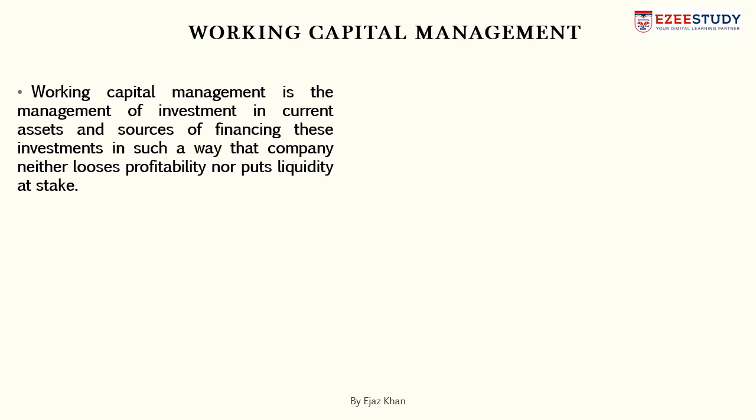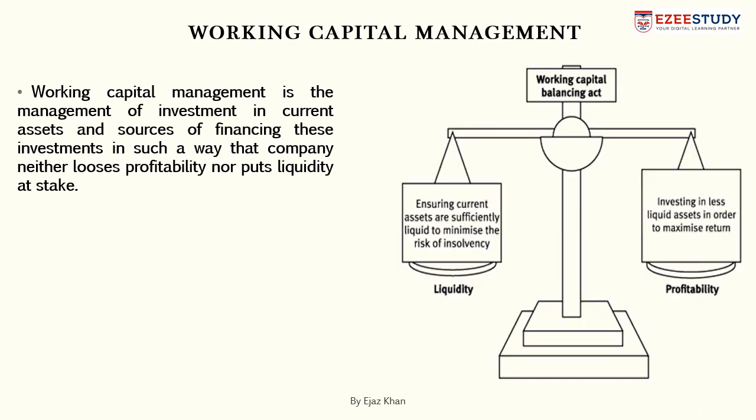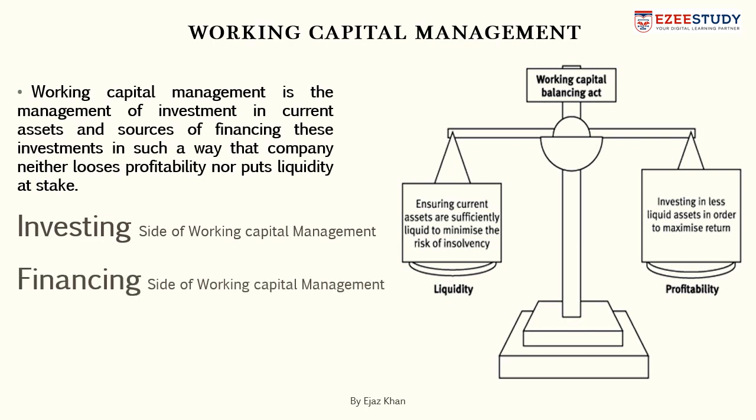So the basic objective of working capital management is to create a balance between profitability and liquidity. And this objective will be achieved through investing decisions and financing decisions. That is deciding at what level the company should invest in its current assets so that it is making enough profits and is liquid at the same time. And also the financing side, that is from where to bring that investment into current assets.